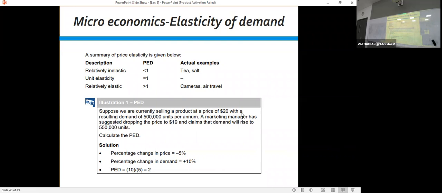Speaker was connected. Okay. Okay, students, analyze this illustration once again. Try to solve it by yourself. Change in prices.